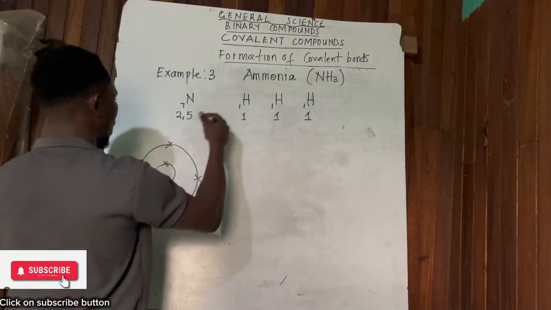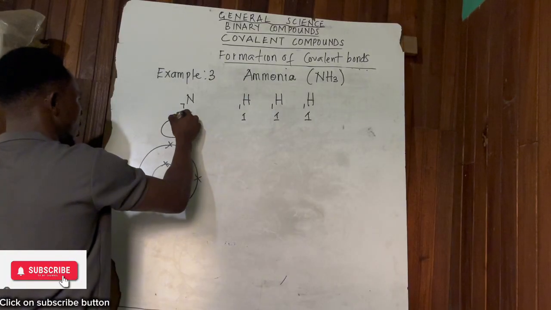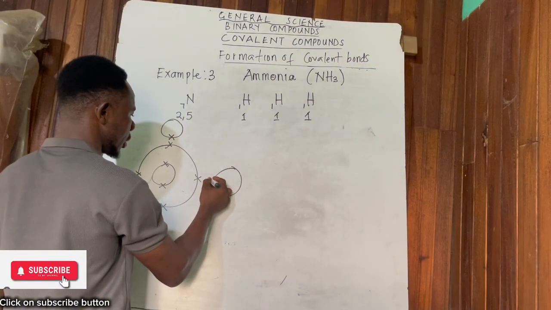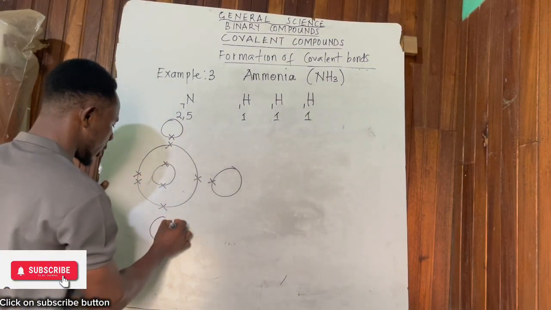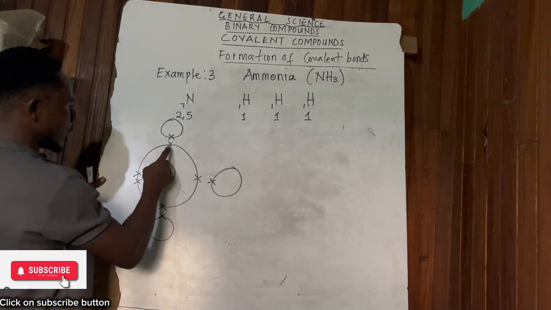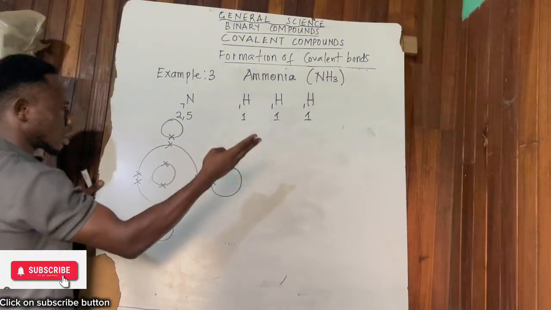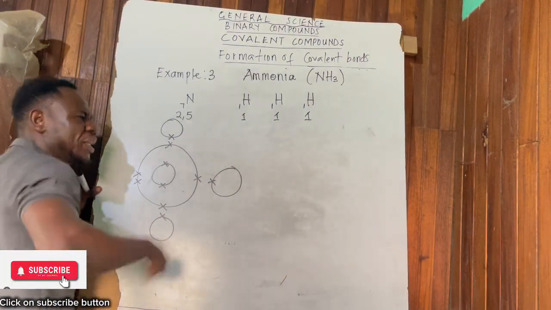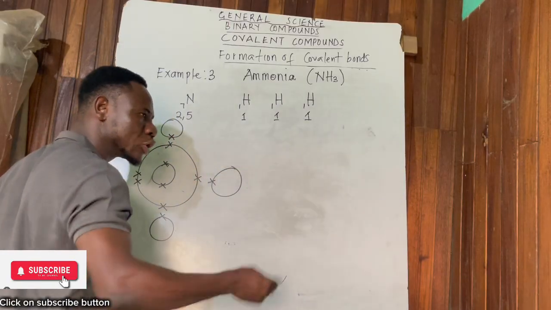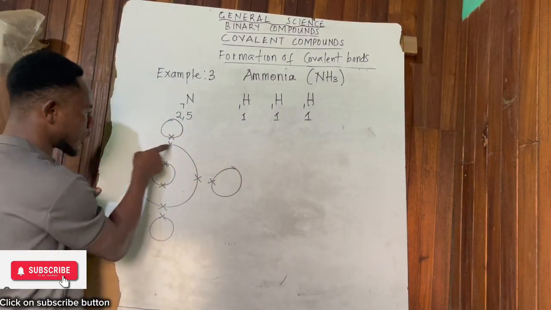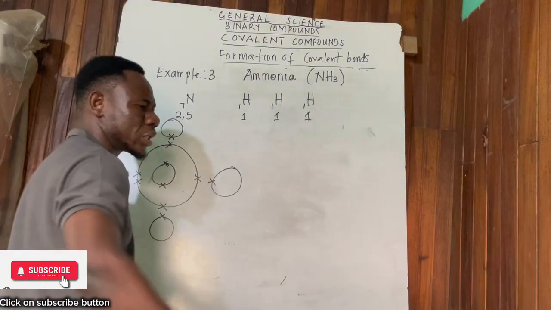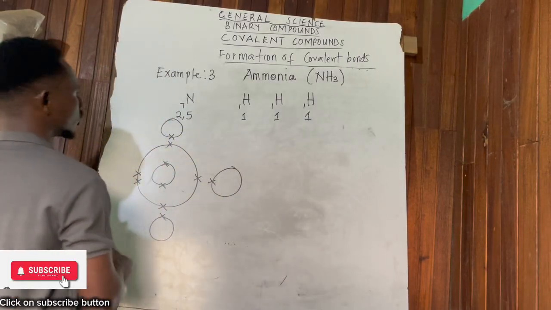Now I have hydrogen here. There is 1 hydrogen here. So let me draw hydrogen here. Let me also draw hydrogen here. Then the next hydrogen, let me draw it here. Are you getting it? So nitrogen needs 3 to be stable. And the 3 it needs to be stable, that same 3 is what nitrogen is going to share.